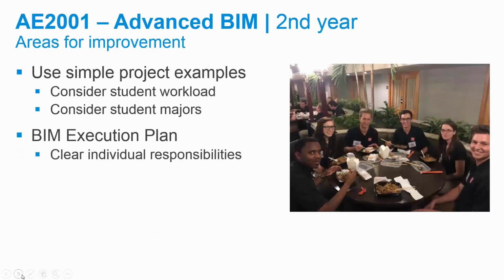Area for improvement. It is important to find a simple project example. In my classes, we use MSOE buildings. Some of the buildings are unnecessarily too complicated, so students took so much time to build the Revit model. If you want to minimize the modeling assignment, you can always find simple project samples, and you can consider student work and consider student majors.